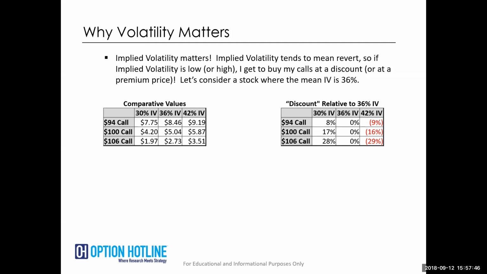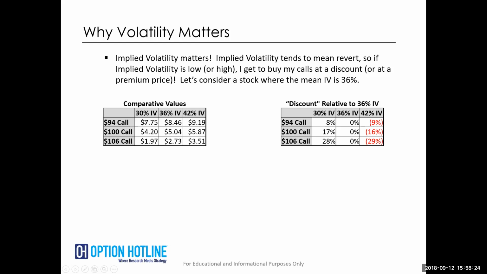Well, if I think implied volatility is too low at 30%, then what am I getting the best discount on? It's the 106 calls. They're 28% cheaper than they would be if they were at 36%. So if the options are implying a 36% implied volatility, that expected move of 2.25% per day, and I think that's fair value, then I'm getting a fair value on my pricing. If the market is saying 30%, well, my real discount comes on these 106s, 28% cheaper than they would be if they were where I thought they should be valued.